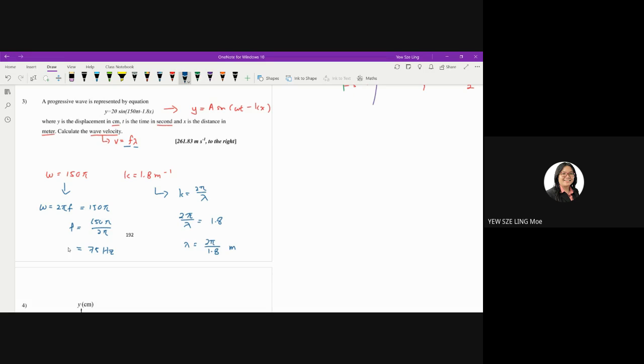So now that we have frequency and lambda, we can calculate the wave velocity. Wave velocity v equals f lambda, which equals 75 times 2 pi over 1.8. So v equals 261.83 meter per second. Okay, bukan cm. Cm is for y and A. But now you're calculating v by using k, and k is in meter. Therefore, our final unit is meter per second, because it follows k. So lambda follows k.